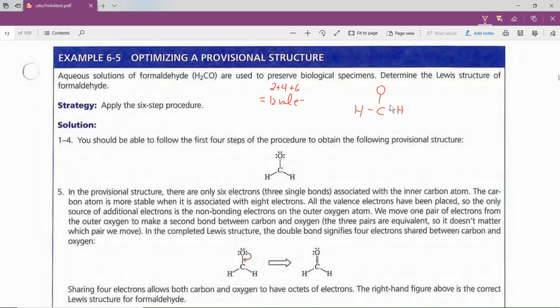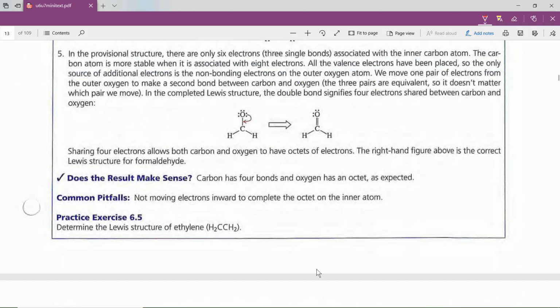So the book starts by making a single bond and then going from there. But I just go, what works? What works is a double bond. I mean, you can start as a single bond, 2, 4, 6, 8, 10, 12, but carbon's not happy. So you have to make carbon happy by taking a lone pair and making it into a bond between the carbon and oxygen, and then the carbon is happy. It's got 8 electrons around it. The oxygen is happy with 8 electrons around it. So those are both examples for formaldehyde. Okay? And so there you have it.